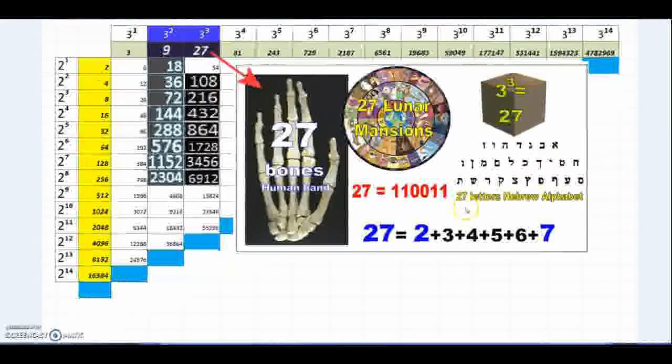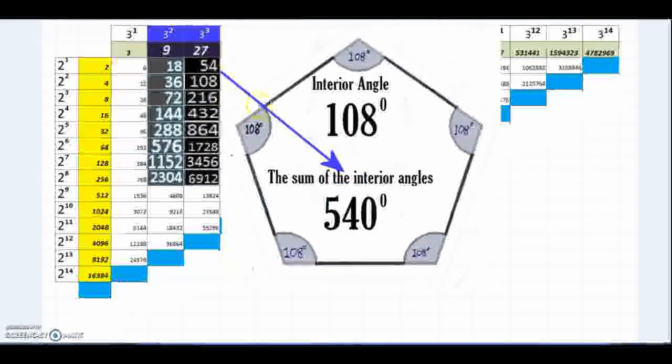If you do have a look at 27, Hebrew letters in the Hebrew alphabet, that is correct. Now there's also more to it than that. However, it's worth mentioning, 27, just again, one of these cool numbers: bones in the human hand, the lunar mansions in Indian tradition, and of course 3 cubed. Now, just to fill these last ones in, for instance, the pentagon, the pentagram, so the interior angle is 108. Add 5 of those together, and that's the sum of the interior angles of a pentagon.